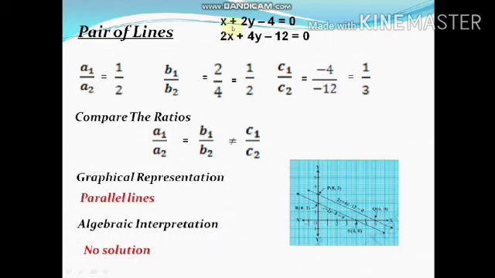In this example, x plus 2y minus 4 equals 0 and 2x plus 4y minus 12 equals 0. The ratio of a1 upon a2 is equal to 1 upon 2. The ratio of b1 upon b2 is equal to 2 upon 4, which is equal to 1 upon 2. And the ratio of c1 upon c2 is equal to minus 4 upon minus 12, which is equal to 1 upon 3. Here a1 upon a2 is equal to b1 upon b2, but not equal to c1 upon c2. It means in this case we will get parallel lines and the given equations have no solution.